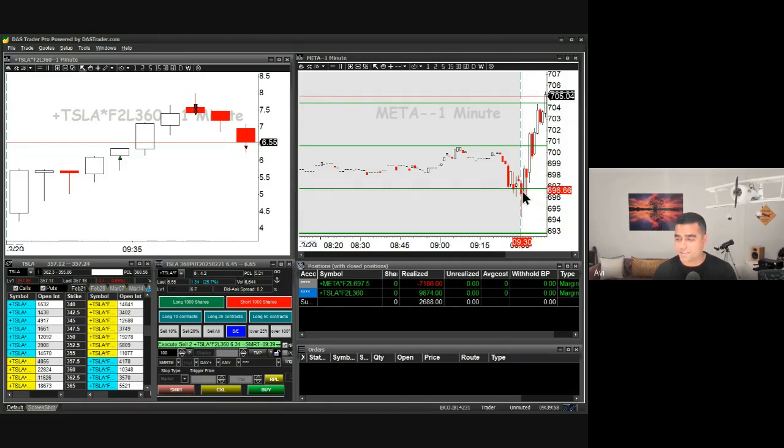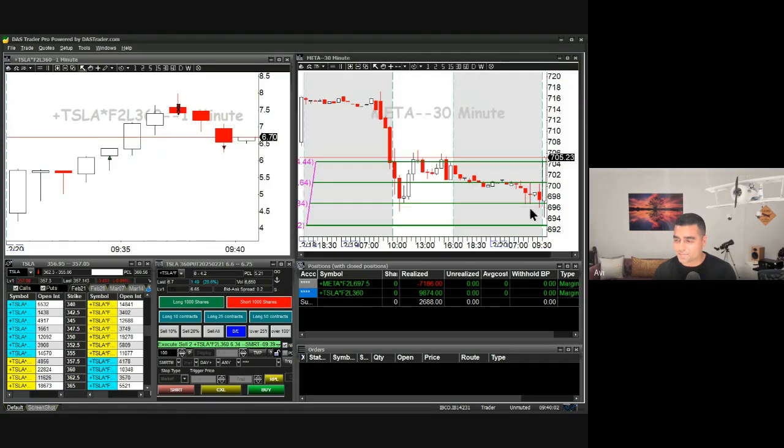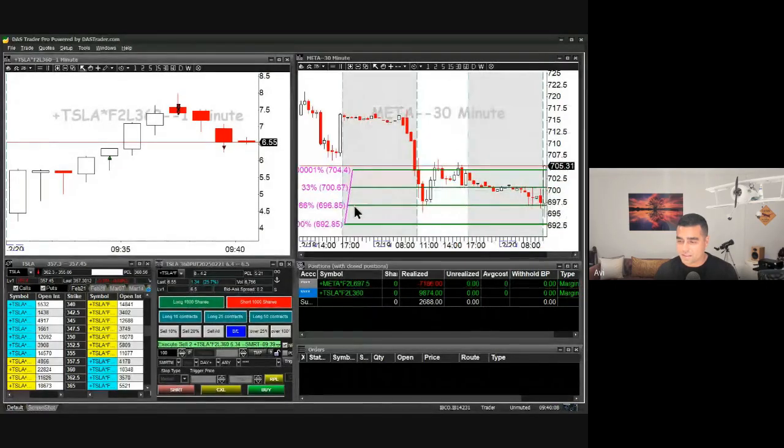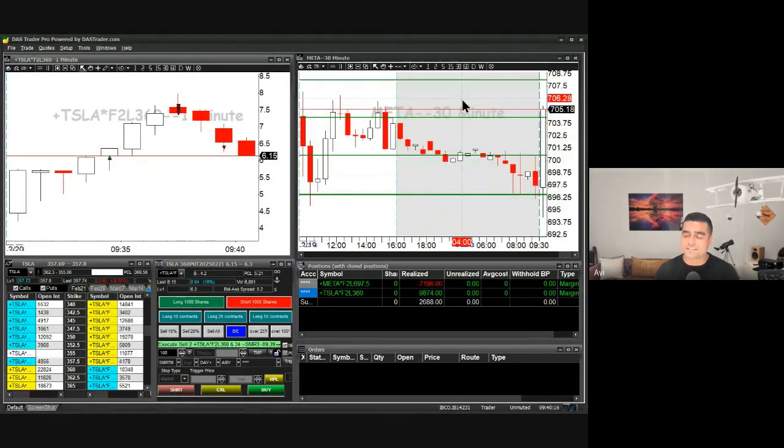Look at that Meta. I was interested in the short, but the long wasn't there for my setup because the low was deeper than the first one. So the double bottom did not happen the way I like to see it. Let's move this whole thing up. So 707.50. Look at that. It's going right through the targets. If only it's set up, I would have taken that. Oh well. Anyways.